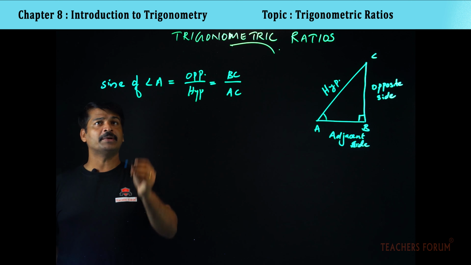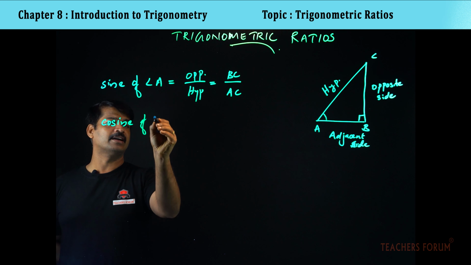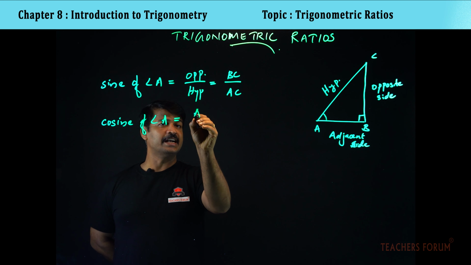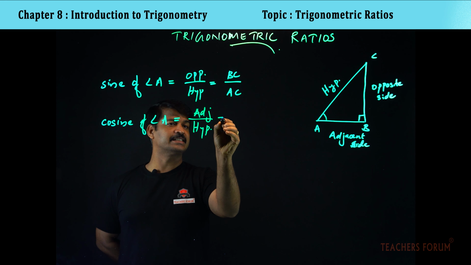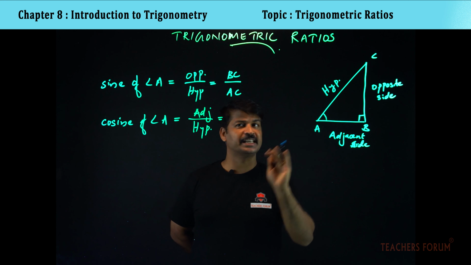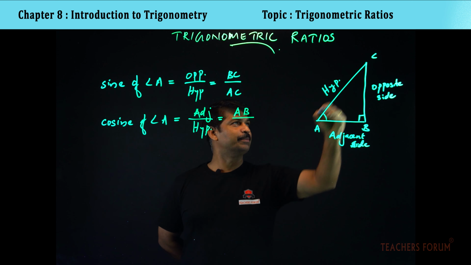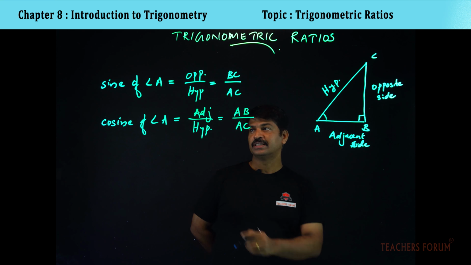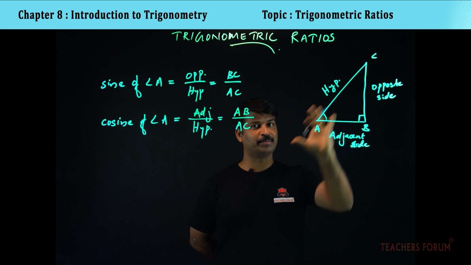Now the next trigonometric ratio is cosine of angle A. Cosine of angle A is defined as adjacent side by hypotenuse. Can you tell me what is adjacent side here? Here with respect to angle A, adjacent side is AB. What is hypotenuse? Hypotenuse is AC. So we have defined the next trigonometric ratio, that is cosine of angle A. That is defined as adjacent side by hypotenuse.